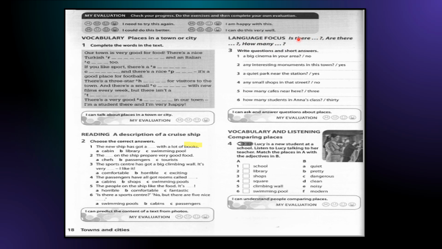For example, is there a book? Yes, there is. Are there books over there? Yes, there are. So how many books are there? There are 3 books. Okay, like that. So how many? It will have a number. There must be a quantity. Okay, now look at the question. Write questions and short answers. Okay, it asks you to write questions and short answers.